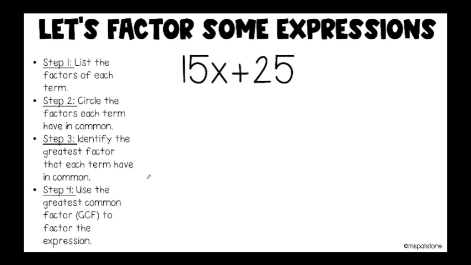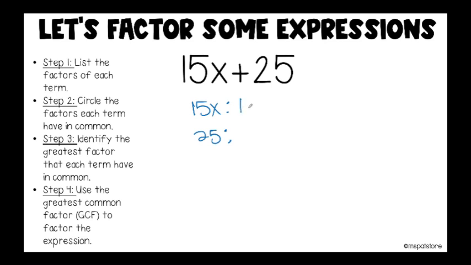Now I would like you to pause the video and try to follow these 4 steps by yourself. Number 1, list the factors of each term. So we have 15x over here, and we also have 25. So let's think about those number combinations that you can make in order to get 15.